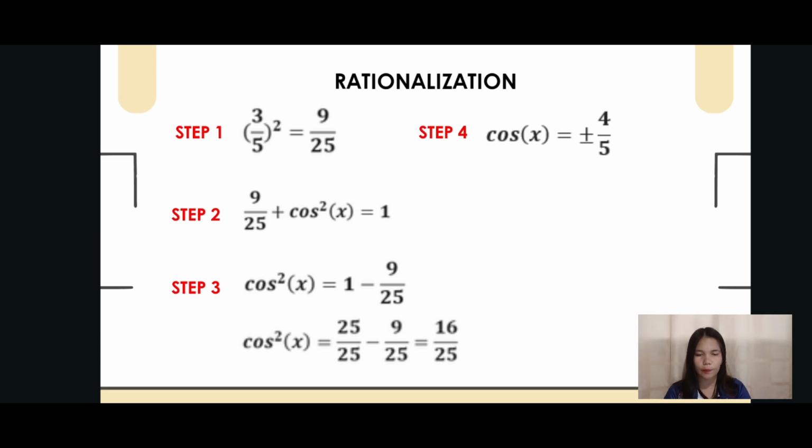To find the difference between 1 and 9/25, since it is a subtraction of a whole number and a fraction, we have to transform 1 into a fraction. It will become 25/25. So the equation now is cosine squared of x is equal to 25/25 minus 9/25. In this way, as we convert 1 to a fraction with a denominator of 25, it will be easier for us to subtract. Now, 25 minus 9 is equal to 16, and copy the denominator 25.